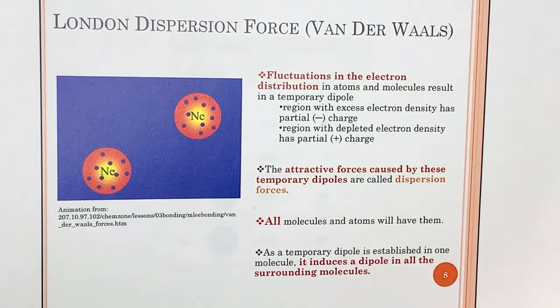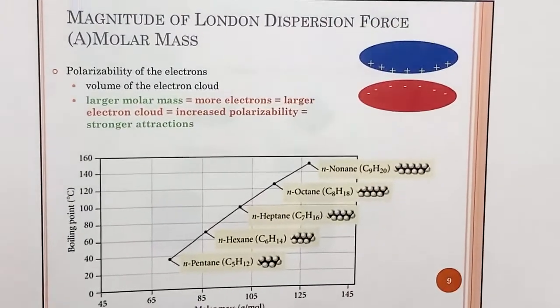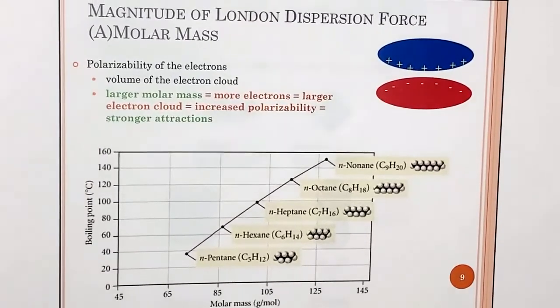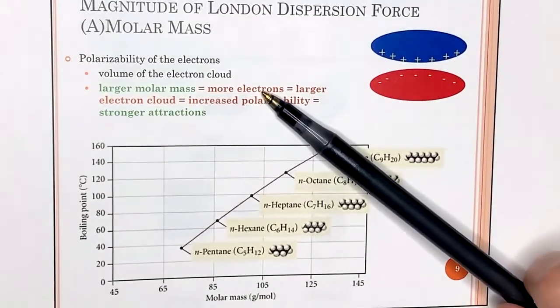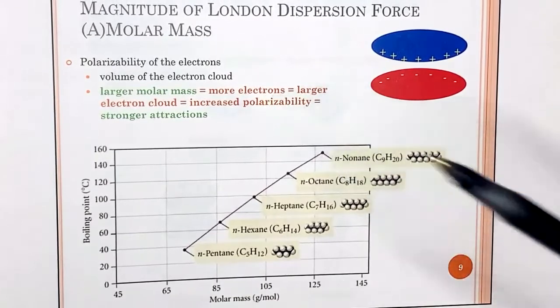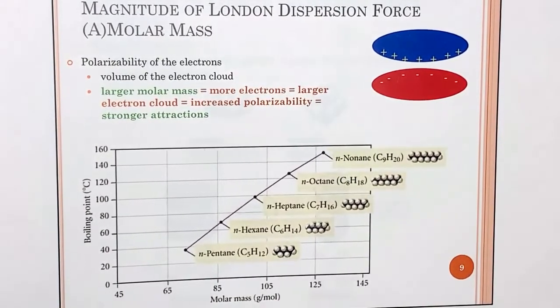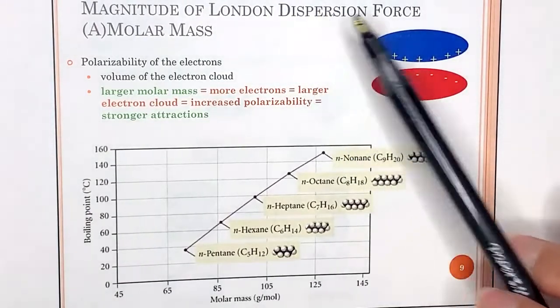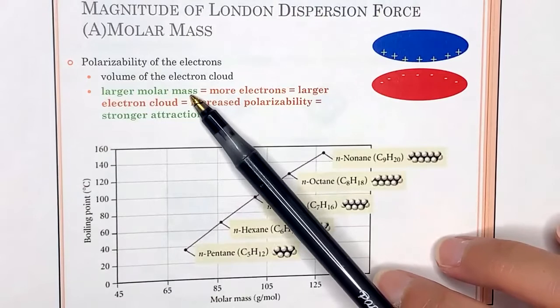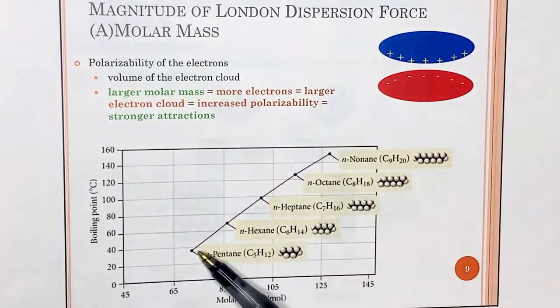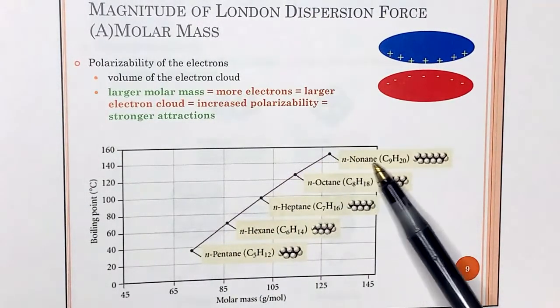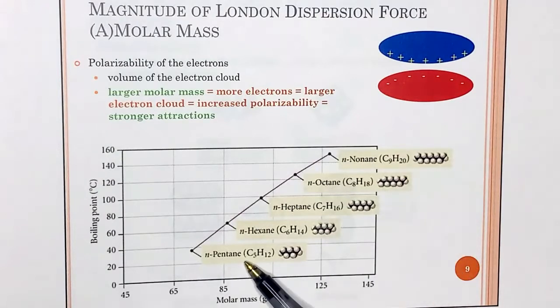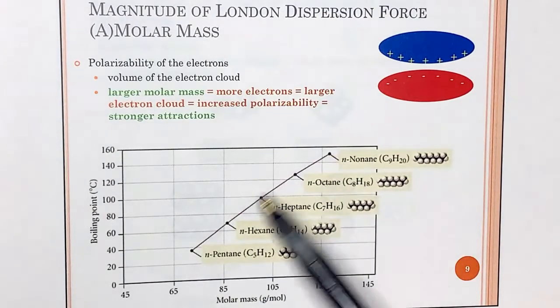So who has London dispersion? Everybody has London dispersion. So how can we judge them? Basically, the heavier they are, the larger the molar mass, the more electrons they have, and the bigger the temporary induced dipole. So they'll have a stronger intermolecular force. When you want to judge London dispersion force, number one, you take a look at the molar mass. Nonane is C9H20 versus pentane is C5H12. It has a much, much higher boiling point.